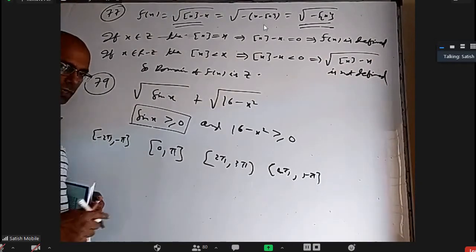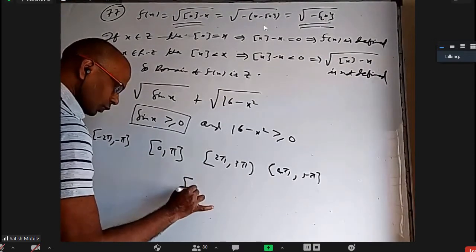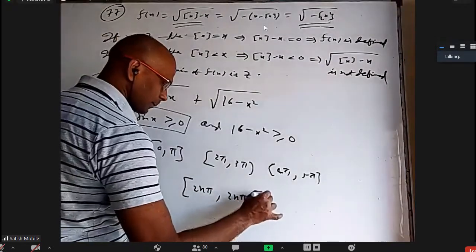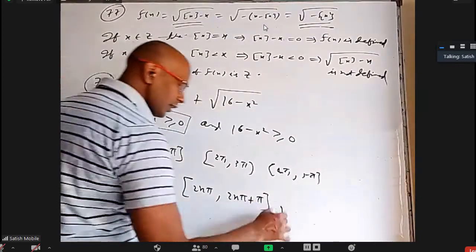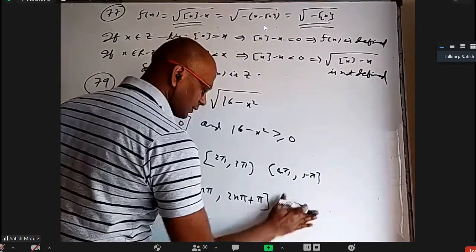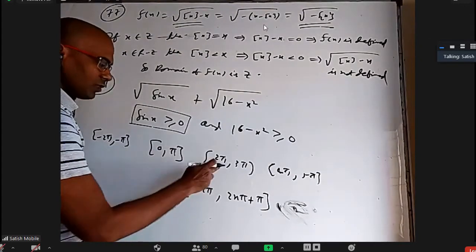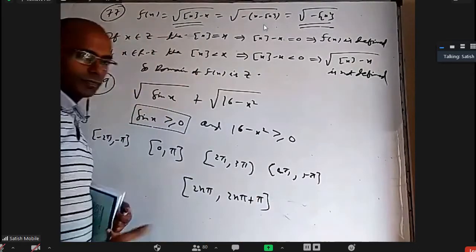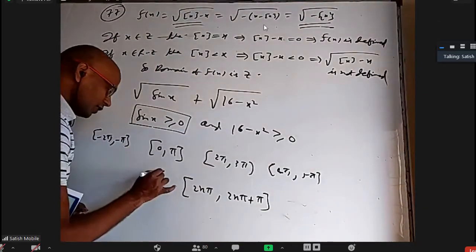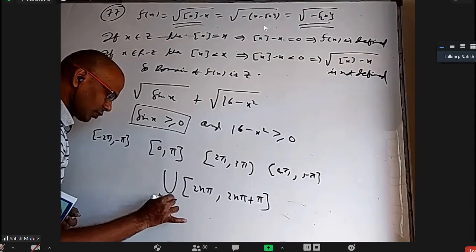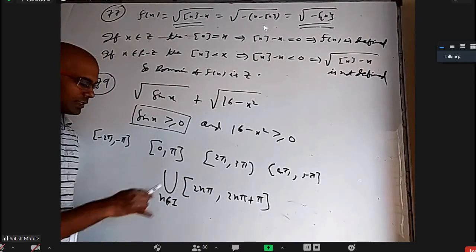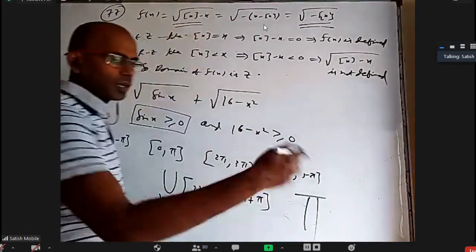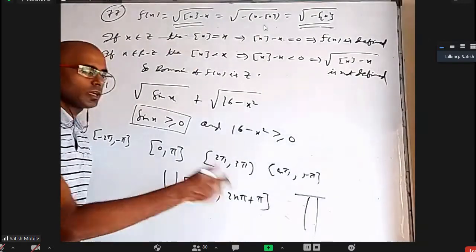How to write all of them is 2n pi to 2n pi plus pi, where n is an integer. n can be 0, then you will get this. When n is 1, you will get this. When n is 2, you will get this. When n is minus 1, you will get this. So you have to write the union of all of them, not sum. How to write union is, there is a capital U, and you write n belongs to I. This is like sigma only, but sigma is sum of many things. And like that, if you have capital pi, it's the product of many things. Like that, this is union of many such things.